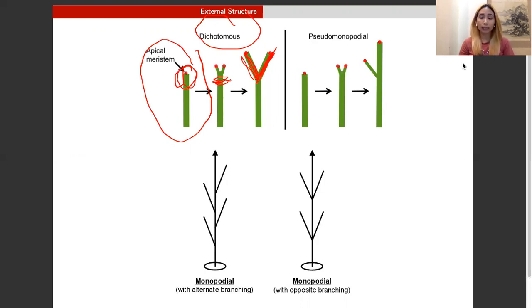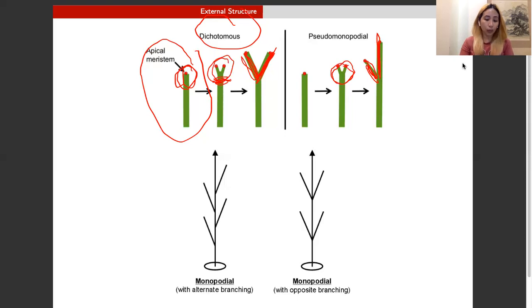A more advanced but still primitive form of branching pattern is the pseudomonopodial, where you will notice that just like dichotomous branching, there are two branches that arose from the tip, or the apical meristem. However, instead of growing equally, one of the branches actually dominates the other. Okay, so one of the branches actually dominates the other, and so this is why it's called pseudo or false, or the false version of the monopodial type of branching.